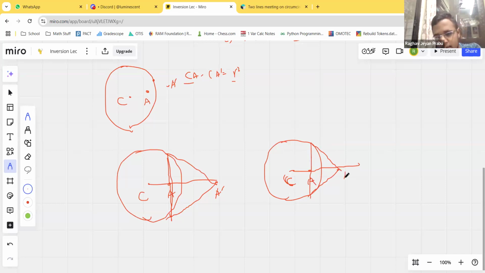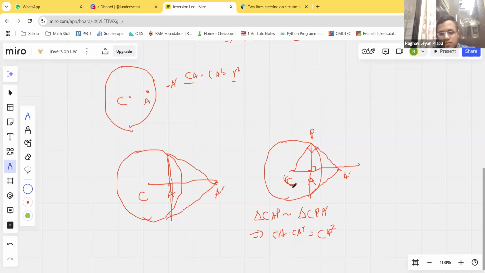Okay, and this point becomes A dash. So why does this work? It is because this is tangent, I'll let this point be P. Then you have CPA is 90 and you have CAP also to be 90. So what you get is that triangle CAP is similar to triangle CPA dash, which implies CA times CA dash is equal to CP square.